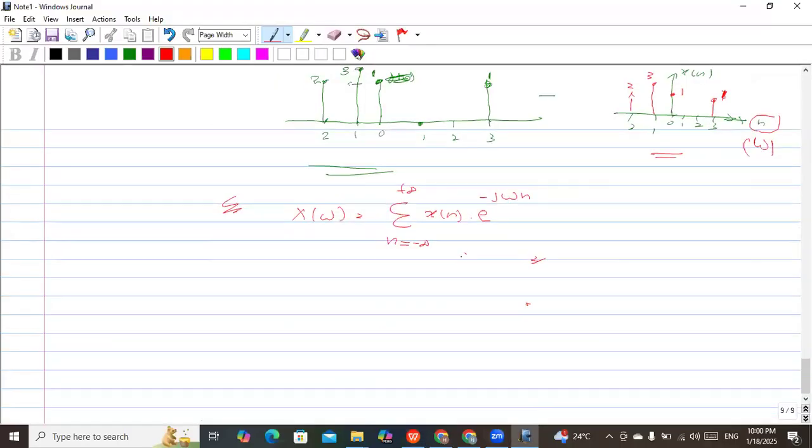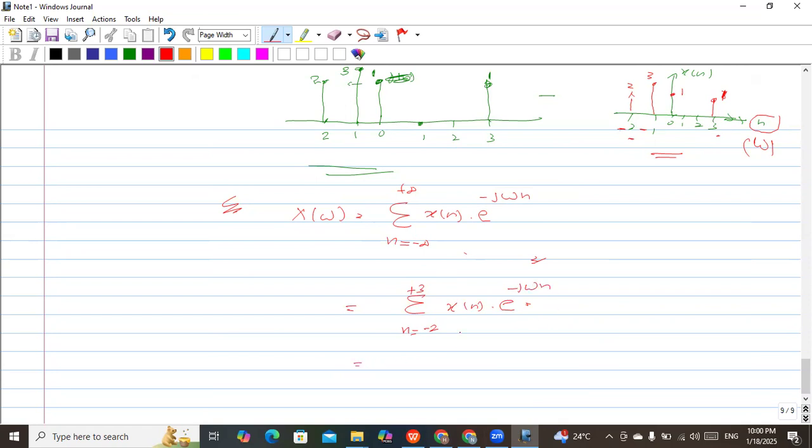Now I need to expand this, which is very easy. So now my n is from minus 2 to plus 3. I need to get all the values, because that is what it says, minus infinity to plus infinity, so I need to consider all the terms: the sum of x[n] e to the power minus j omega n.